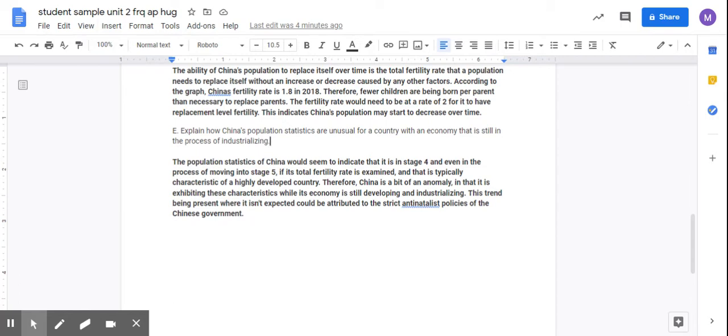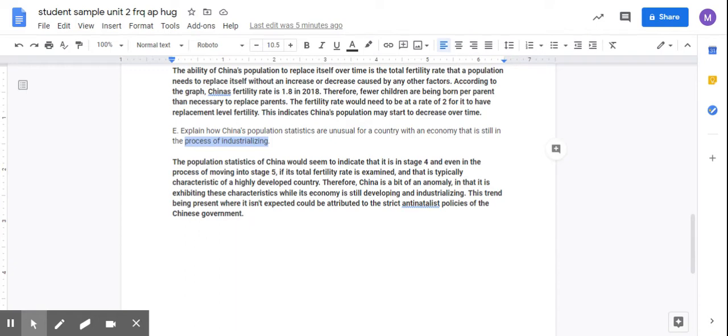Last part, E, explain how China's population statistics, again, table, CBR, CDR, increase rate, fertility rate, are unusual for a country with an economy that's still in the process of industrializing. So you have to break down that question and ask yourself, well, what does that mean? All right, well, China is still agrarian for the most part, meaning mainly farming, mainly rural. Sure, they have big cities that are growing in size, and they are increasing manufacturing and production of consumer services. But they're not there yet.